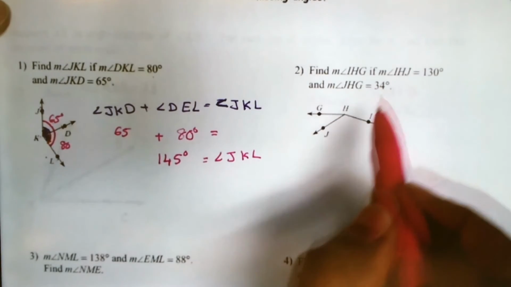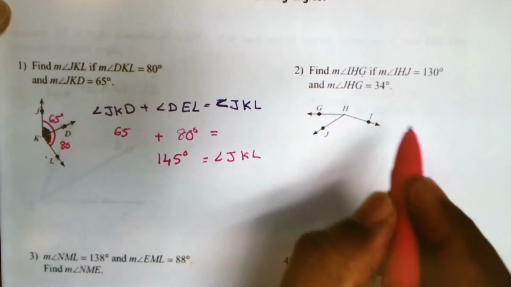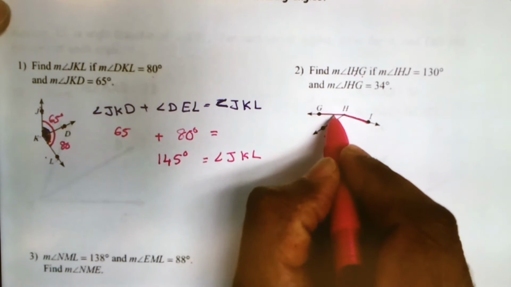We need to find out the measure of IHG. Where is IHG? The big angle. How much is this big angle?